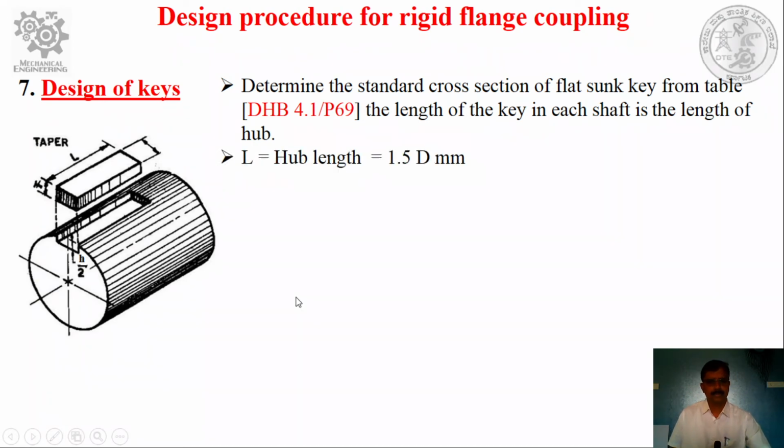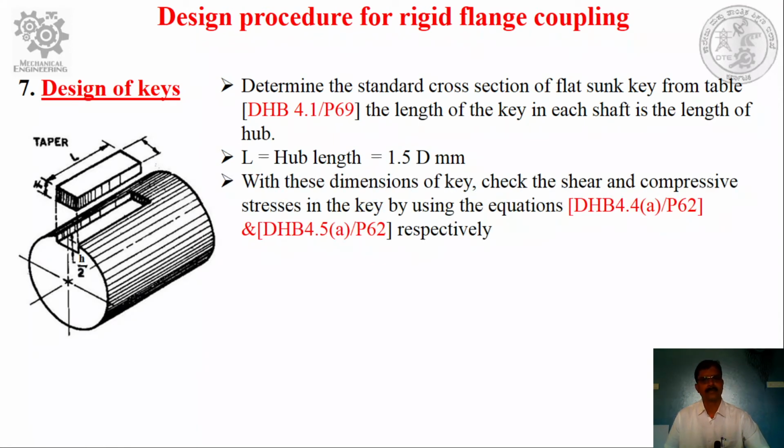Now L is equal to the hub length, which is 1.5 d millimeter. With these dimensions of the key, check the shear and the compression stress in the key by using the equations that are available in the data handbook respectively. Then T is the torque.